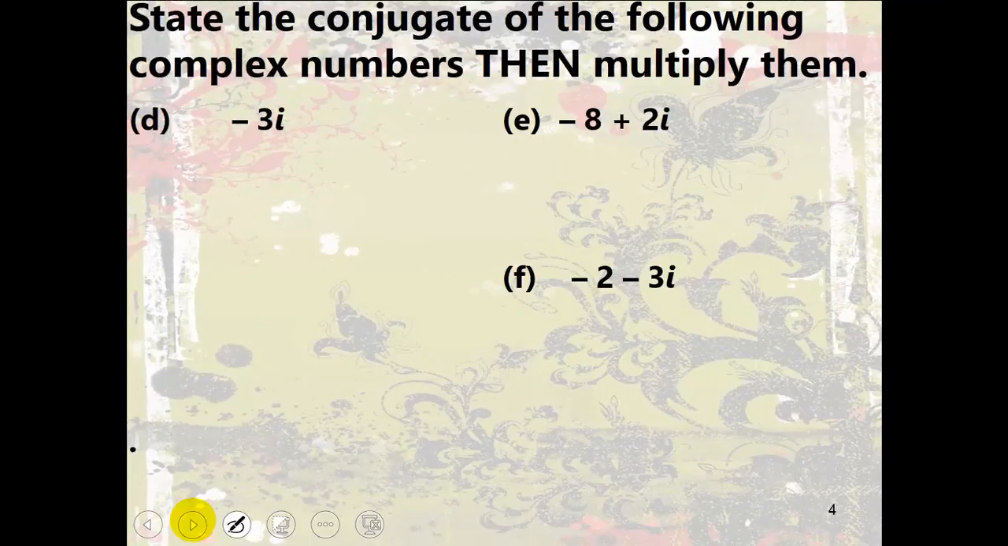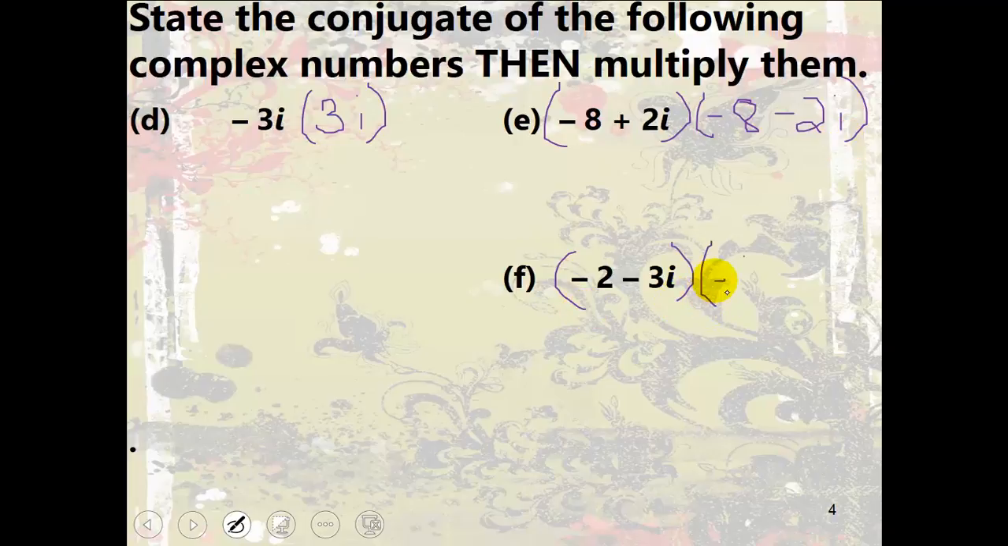So here's what I want you to do. I want you to answer the video questions. There's going to be 3 of them, and I want you to first state the conjugates, and then second, you're going to find their product. Okay? Here we go. The conjugate of negative 3i is positive 3i. The conjugate of negative 8 plus 2i is negative 8 minus 2i. The conjugate of negative 2 minus 3i is negative 2 plus 3i.